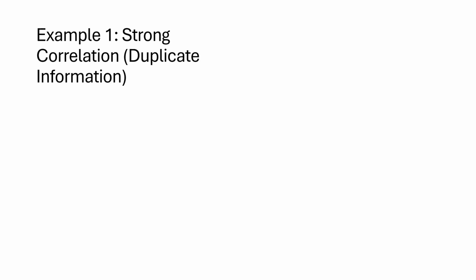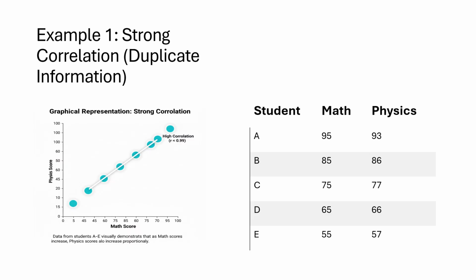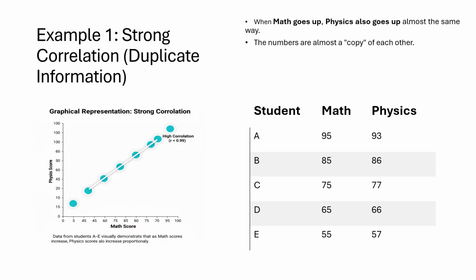This is an example of strong correlation, which is duplicate information. We can take student marks as an example. We have 5 students with maths and physics marks. Suppose whenever a student's maths score goes up, their physics score also goes up almost in the same way. If we look at the numbers closely, physics is almost a copy of maths. So keeping both subjects doesn't really add much information. Physics is just repeating maths' story.